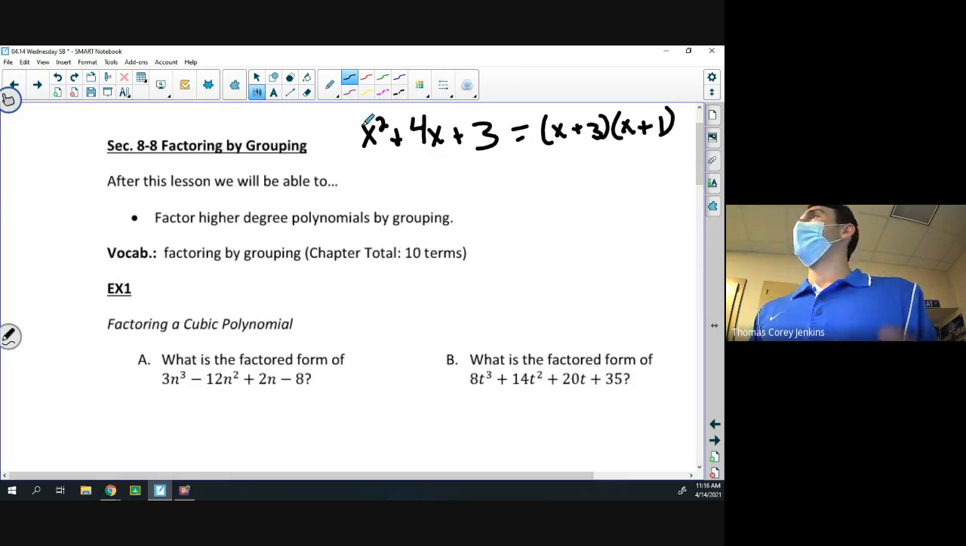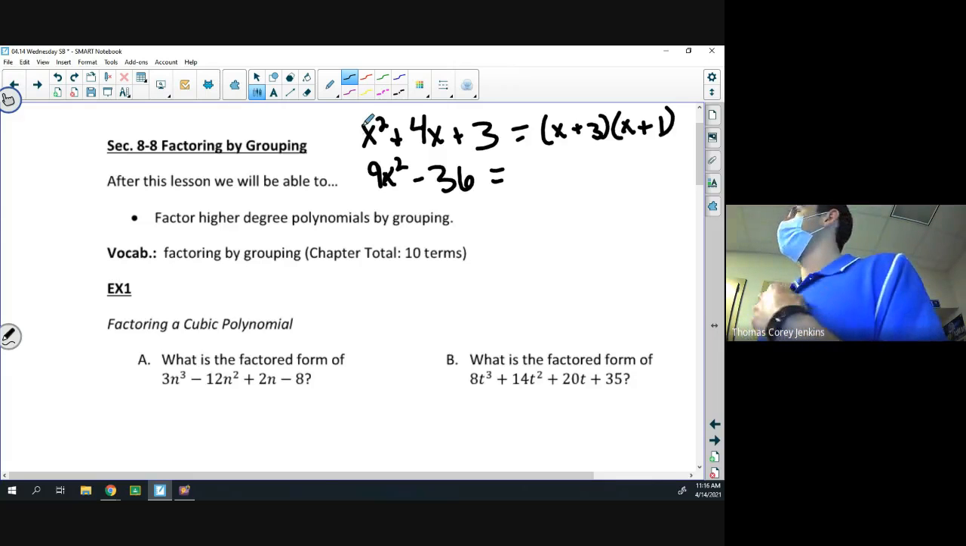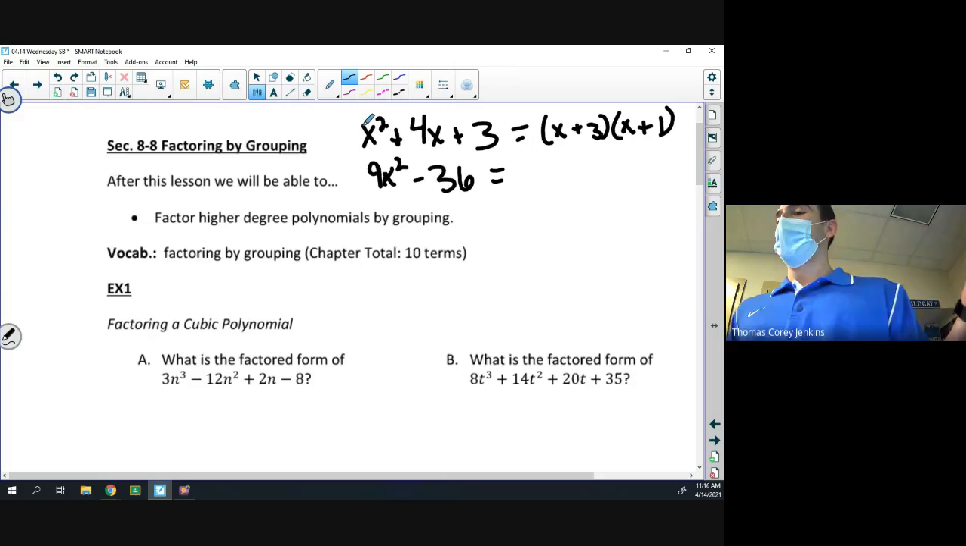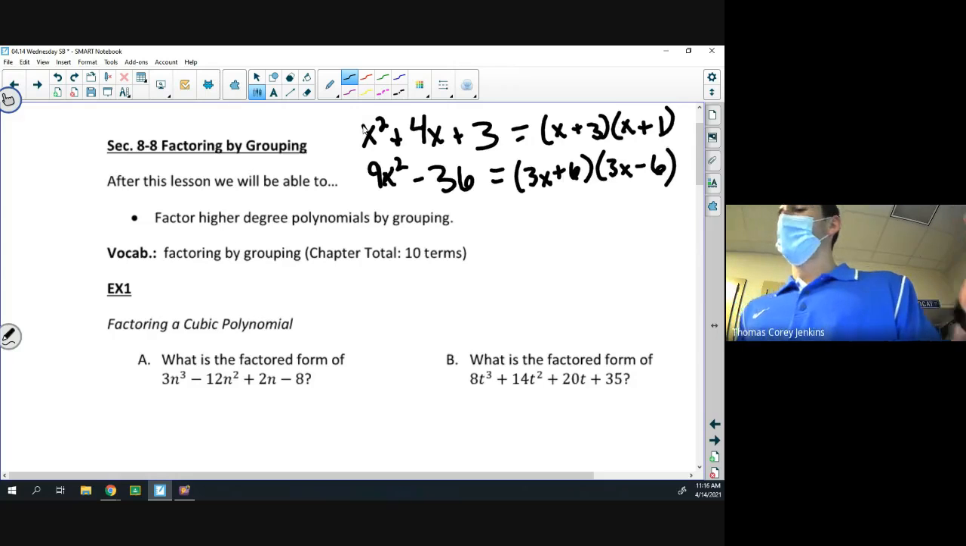We also learned some shortcut problems. So if we see something like, I don't know, 9x squared minus 36, you might say, okay, that's a difference of 2 squares. So I know it's a plus b times a minus b. So by using the shortcut, I could come up with 3x plus 6 times 3x minus 6. All right, those are the types of things we've factored so far.